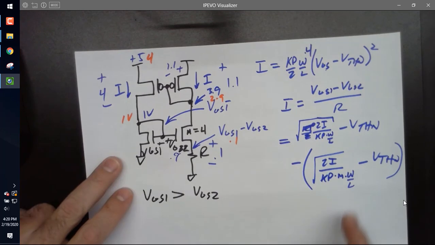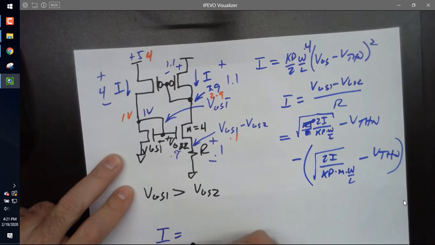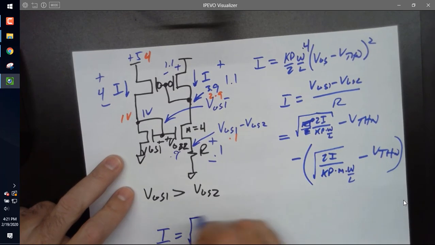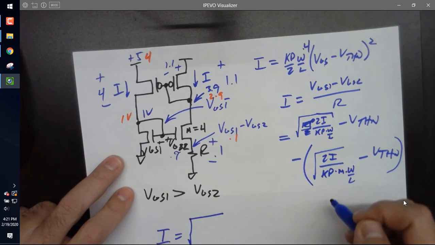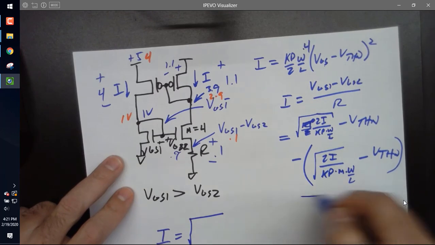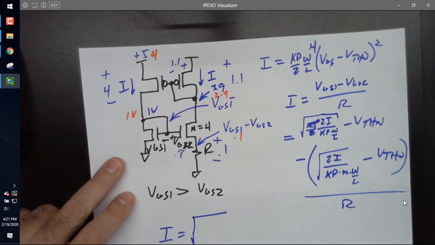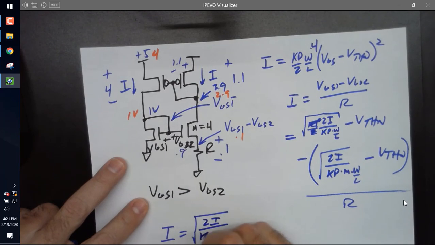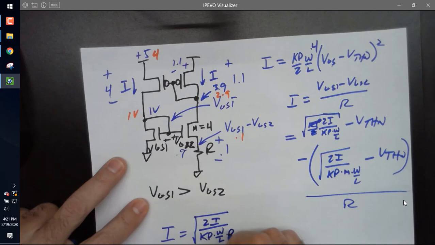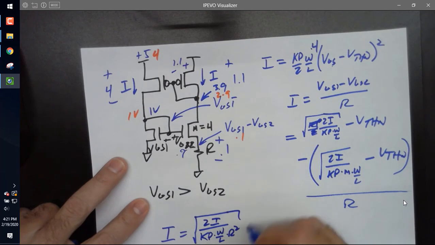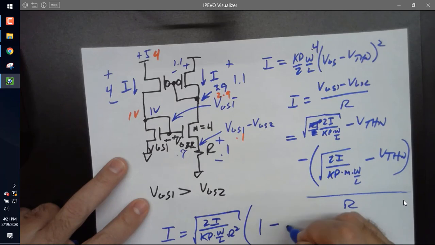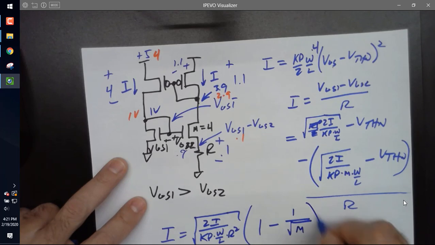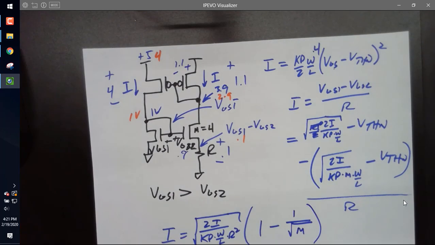So I'm going to rewrite this, just doing algebra now. I is, what's that? Oh yeah, over R. That's equal to, I'm going to move that inside actually, the square root of 2I over KP times W over L times R squared times 1 minus 1 over the square root of M. Who agrees with that?